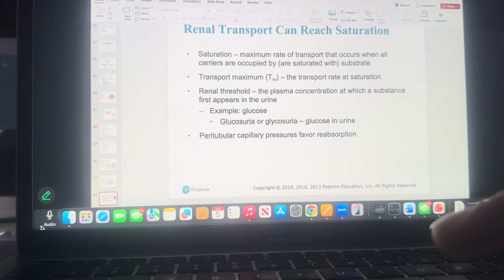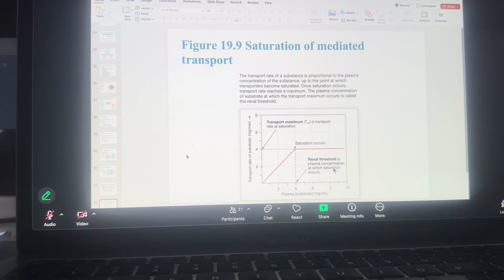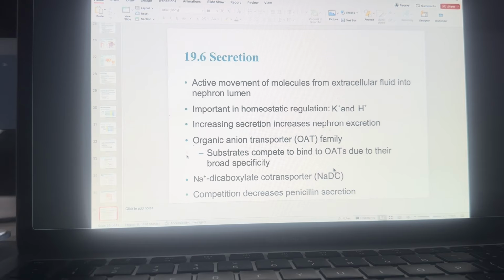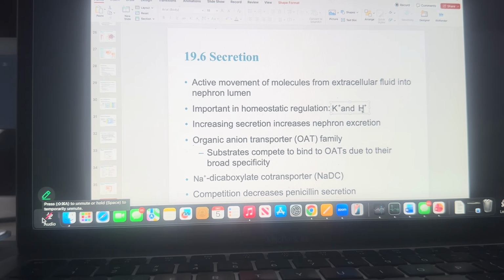So reabsorption, we talked about. Now secretion: that is the active movement of molecules from the extracellular fluid into the nephron. So now we're taking things from the outside, from the blood flow, back into the nephron, right? So it's important for homeostatic regulation of hydrogen ions and potassium. And so what do these things do? How does hydrogen ion affect your body?